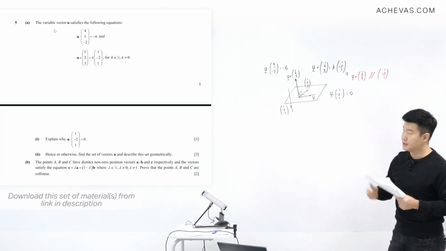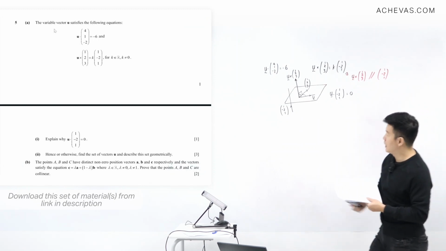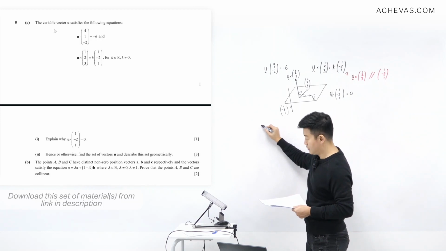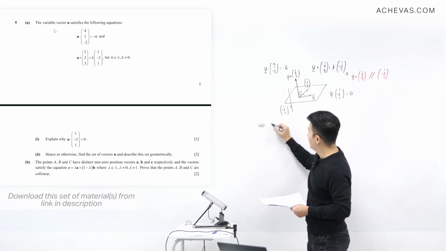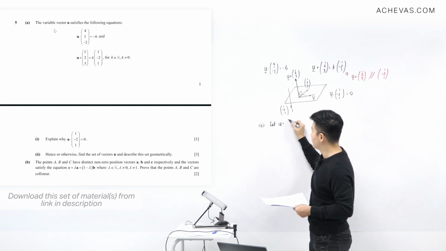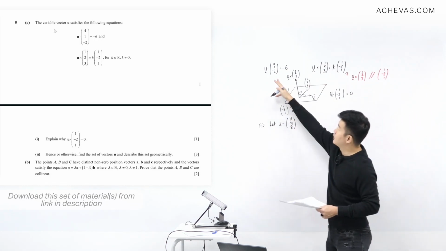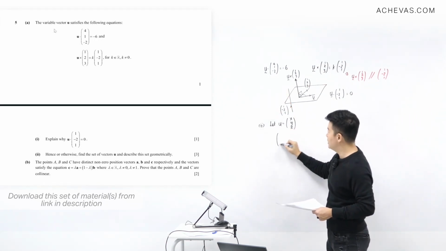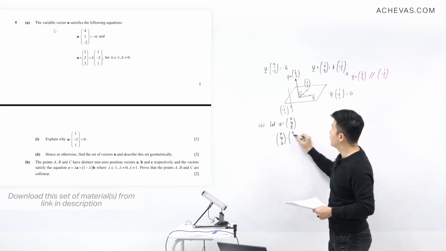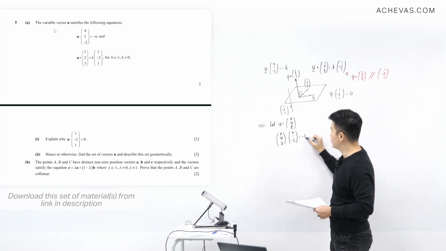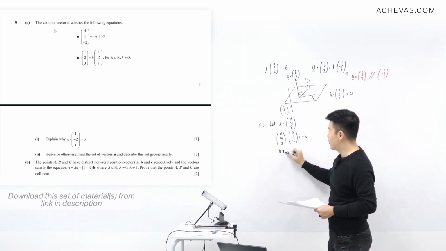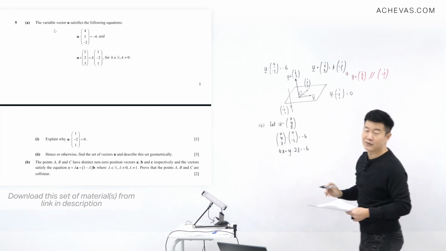So u changes. So what I'm going to do is, in part 2 over here, part 2 of part A, since u is a variable vector, I'm going to let u be (x, y, z). So if I let u be equal to (x, y, z), based on this piece of information given to me, u dot (4, 1, -2) is equal to -6, which means that 4x plus y minus 2z is -6.